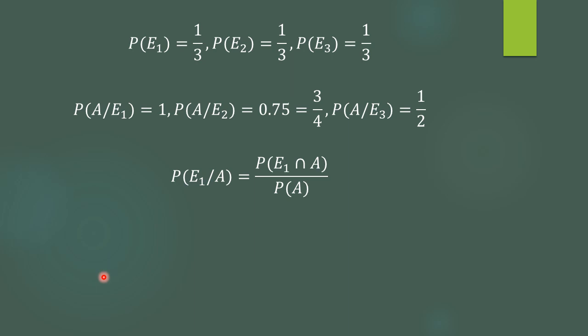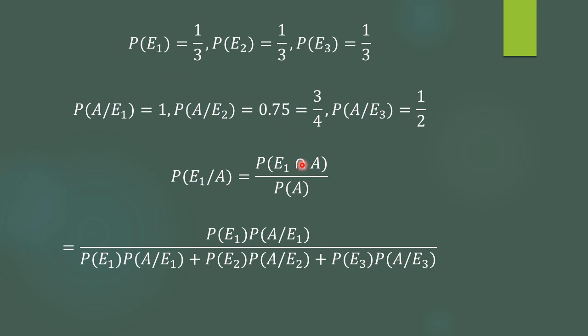In the question, they have asked: the two-headed coin shows a head. So E1 given A is asked. That will be the probability of E1 intersection A upon the probability of A. Now E1 intersection A will be probability of E1 into probability of A given E1, upon, for A we have 3 options, so that will be probability of E1 into A given E1 plus probability of E2 into probability of A given E2 plus probability of E3 into probability of A given E3.